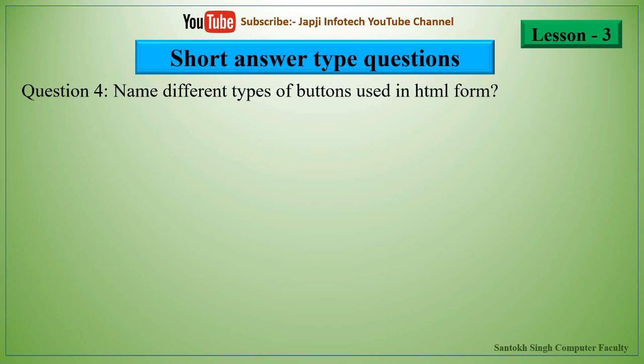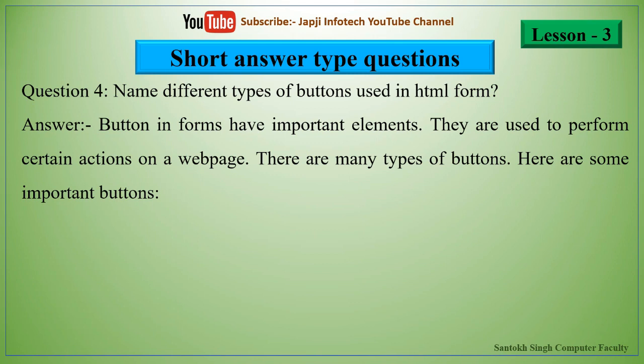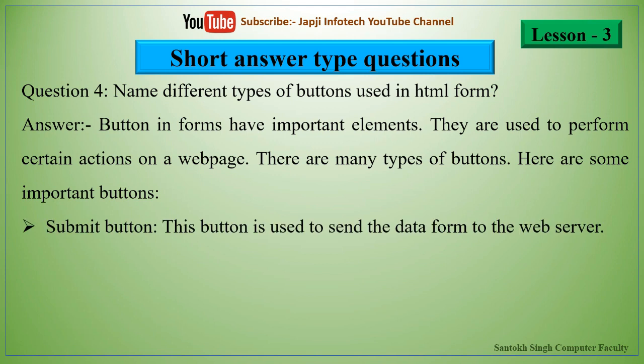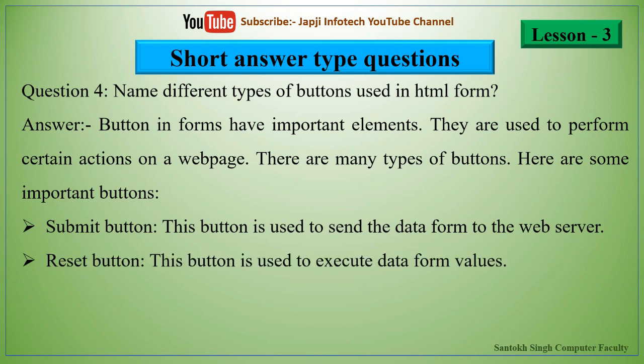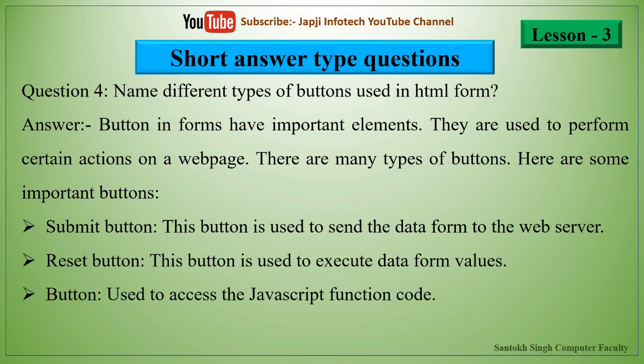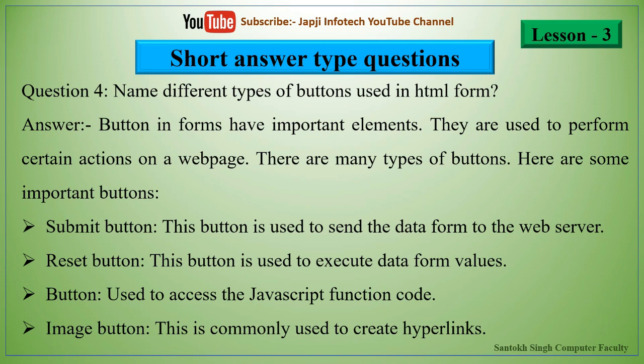So fourth question is, name different type of button used in HTML form. So button in form have different important element. They are used to perform certain action on a web page. There are many type of button. Here are some important button. First one is submit button. This button is used to send the data form to the web server. And the second one is reset button. This button is used to clear the data form values. And third one is button, which is used to access the JavaScript function code. And fourth one is image button. So this is commonly used to create hyperlinks.